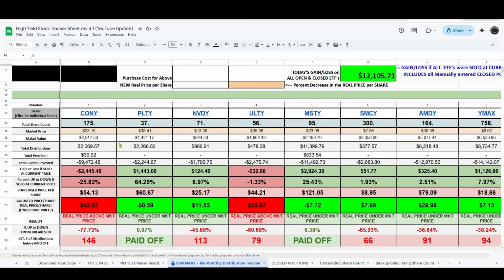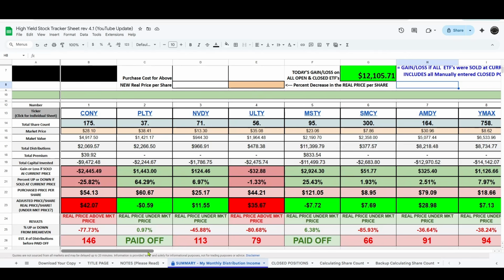And you can see just off of my summary page, it's showing that CONY is still down. Surprise, surprise, right? We knew that. It's been down and it's down a good bit. So that one's going to take a bit of time to get turned around. ULTY is down, but not by much. We're only down about 1.3% on ULTY at the current moment. And I have not entered in any of my distributions yet. So these numbers should all drop a little bit when I enter that distribution, as that will help to lower my real price per share.